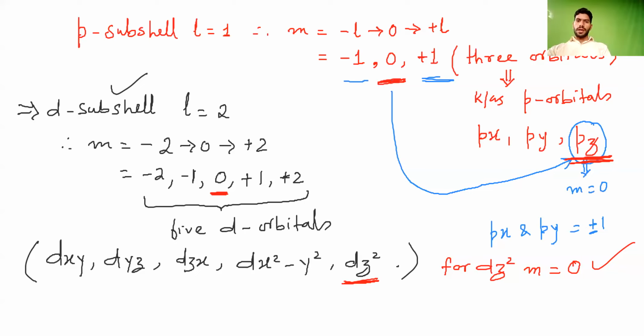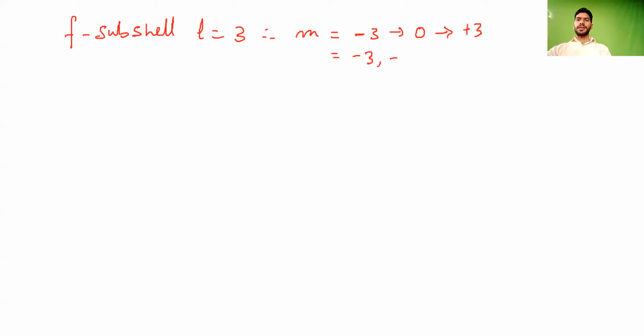Now I hope that you can calculate for f subshell yourself. For f subshell, what is the L value? L value is 3, right? Therefore, what will be the m value? The magnetic quantum number goes from minus L, that is minus 3, through 0, up to plus 3, that is plus L. So minus 3, minus 2, minus 1, 0, plus 1, plus 2, plus 3.